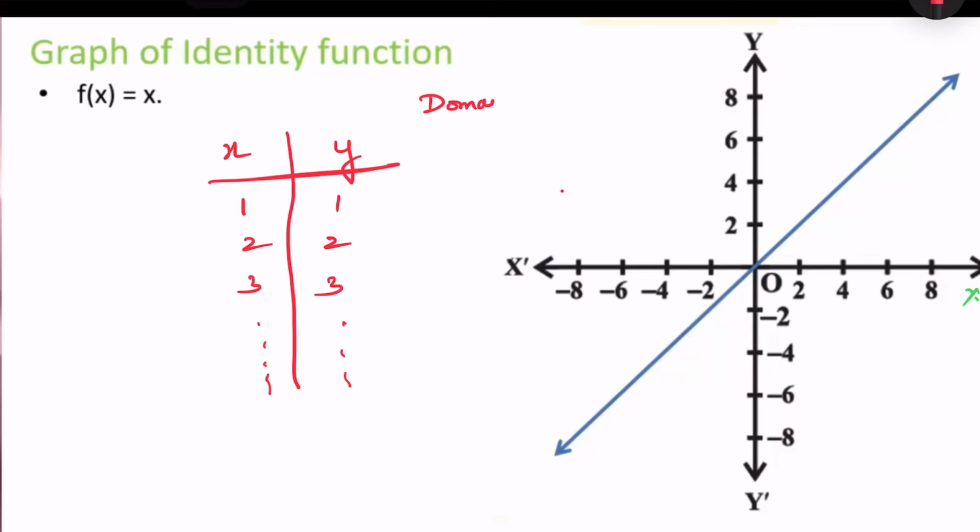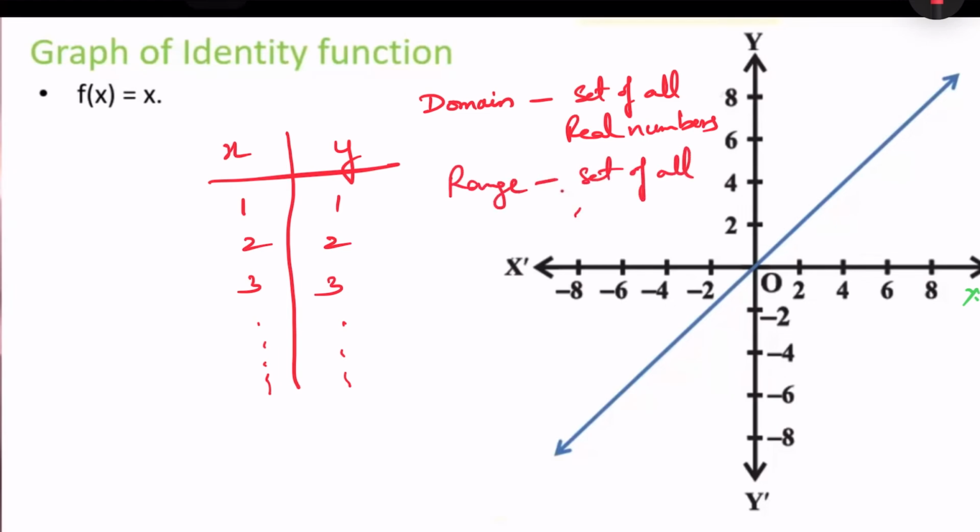Domain is the set of all real numbers. Therefore the range also is over here. Range is also the set of all real numbers. And the graph is a straight line. It passes through the origin, and this is the way we write f of x is equal to x. Such a function is called an identity function, which is passing through the origin.